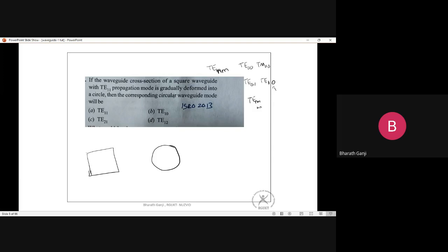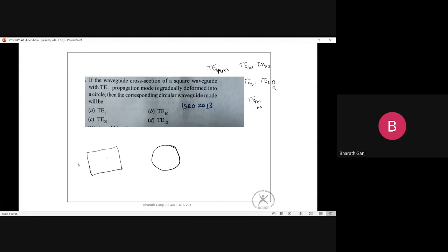Okay, so how do we decide what kind of mode is propagating here? The only way is to attack this problem from the field's perspective. They said it is a TE11 mode propagation, so you have half sinusoidal variation in both the x direction as well as half sinusoidal variation in the y direction. So your fields will be like this.